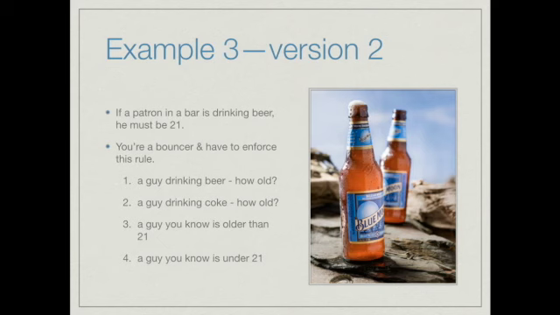Okay, and so this one's really easy. Most people pick the right answer. They pick the guy drinking beer, whose age they don't know, because they need to make sure that he's at least 21. And they check to see what the guy who they know is under 21 is drinking. So this is a really good example, again, of how content really matters.